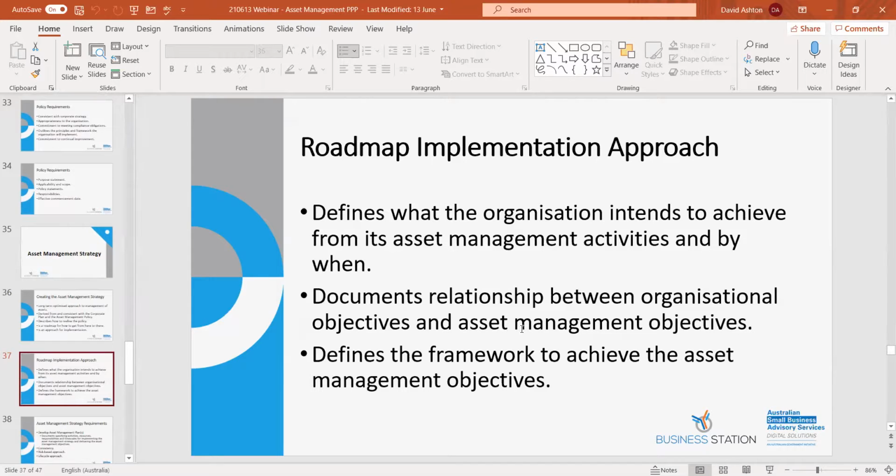So the roadmap approach defines what the organisation intends to achieve from its asset management activities. It documents the relationship between organisational objectives and asset management objectives, and it defines the framework to achieve the asset management objectives.